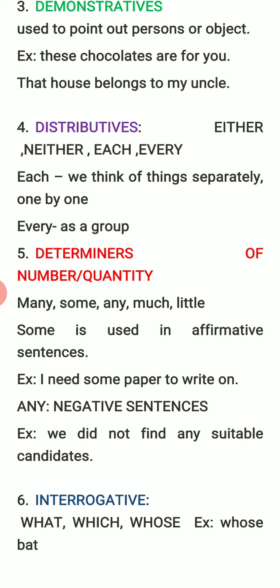These are some of the determiners we have read in this class. Which are the determiners? First one is article, then possessive, then demonstrative, then distributive, number and quantity, and interrogative. These are the determiners we have read today.